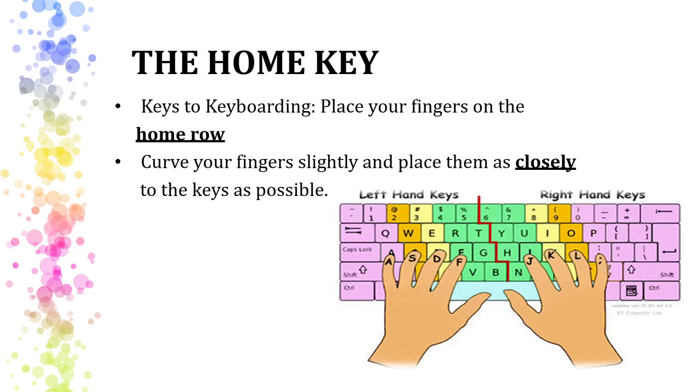We have to curve our fingers slightly and place them as close to the keys as possible. If we want to write W or E, which are near the S and D keys, we have to move our left hand to the upside of the keyboard, press quickly, and come back to our home keys. We can also see that in the previous lecture, right? This is our top row, this is our home row, and this is our bottom row that we saw in the previous lecture.